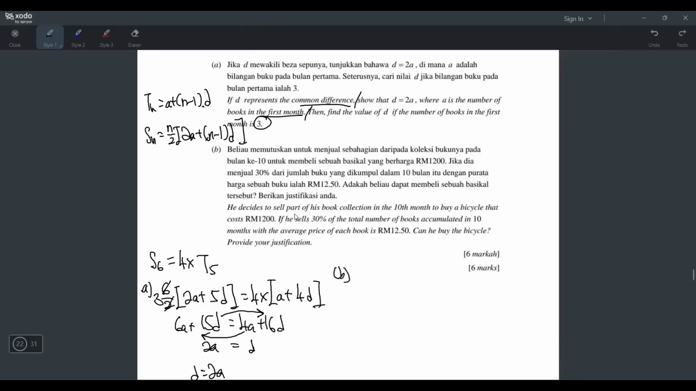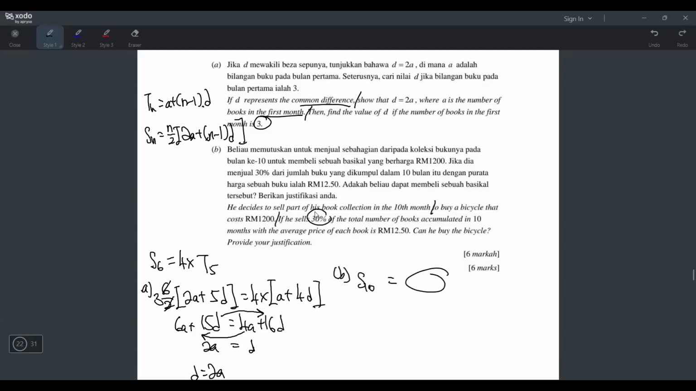Part B. He decides to sell part of his book collection in the 10th month to buy a bicycle that costs 1,200. Part of his book collection in the 10th month. So it's like T10, is it? T10 or S10? Okay, S10. Why S10? Because in the 10th month, he already has a lot of books. If you do T10, you are only finding the amount of books in the 10th month, but he accumulates every month. So I think later it is S10. From the S10, he will sell part of the books.